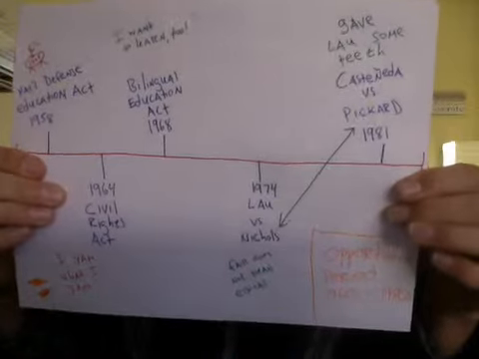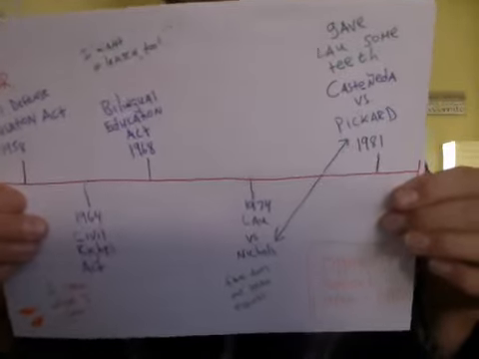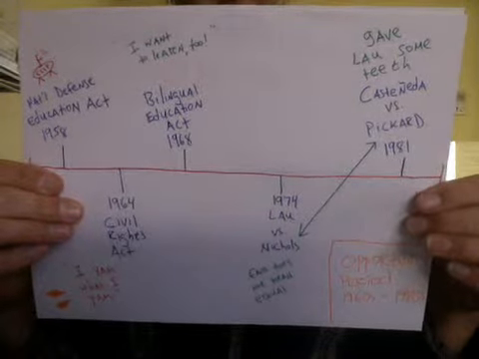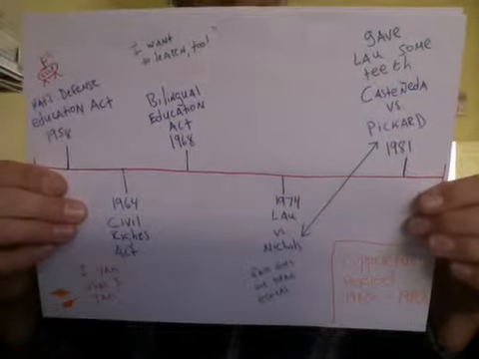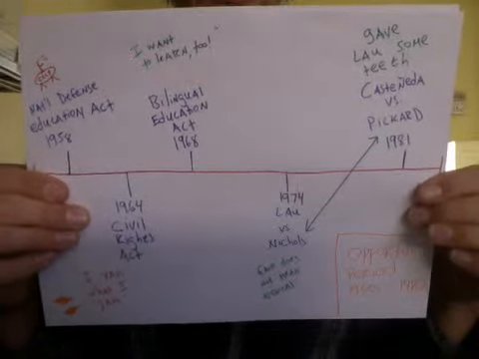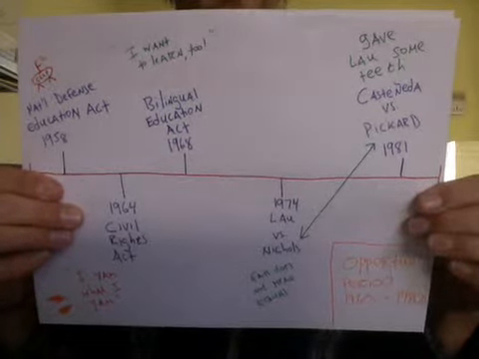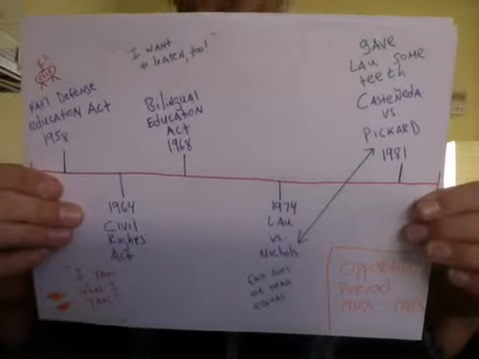Next, we got the Bilingual Education Act in 1968, which meant that students with limited English proficiency should be able to learn too. And so there is support set up for English language development and content instruction, so students with limited English proficiency could be educated equally as well.